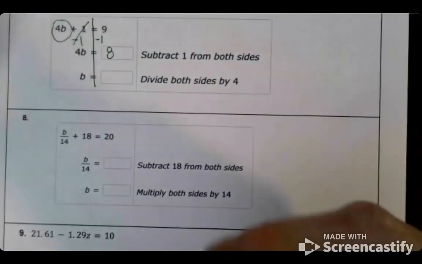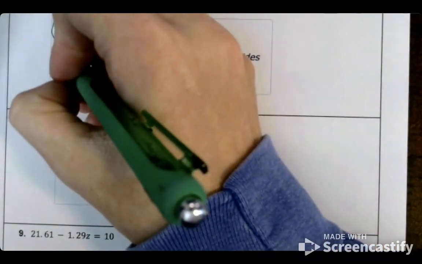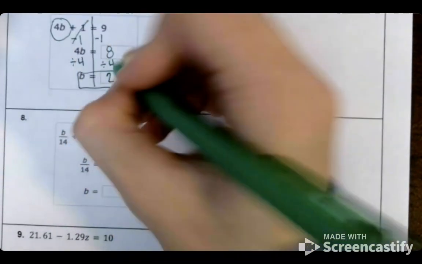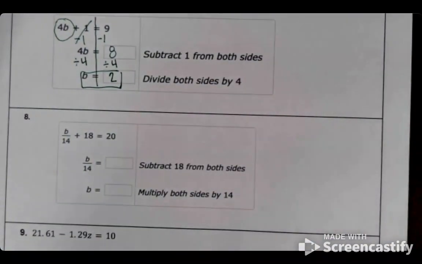And then in order to get b by itself, I need to divide by 4 on both sides. So I'm going to divide by 4 here, divide by 4 here. So b equals 2. See if you can follow number 8 and get that yourself.